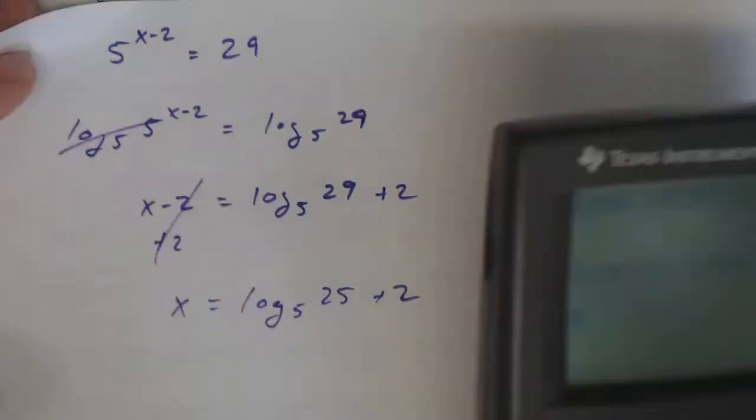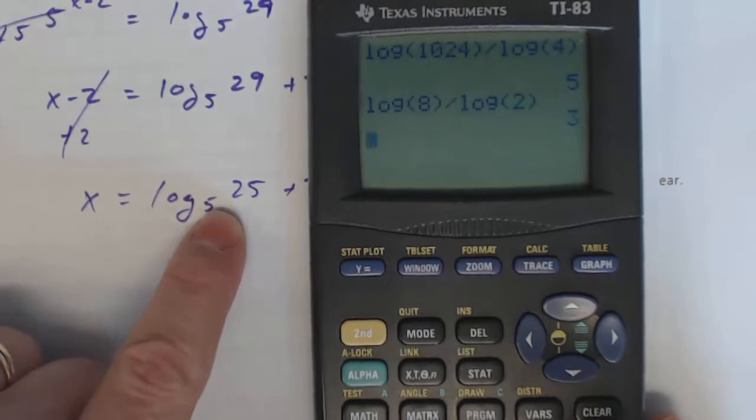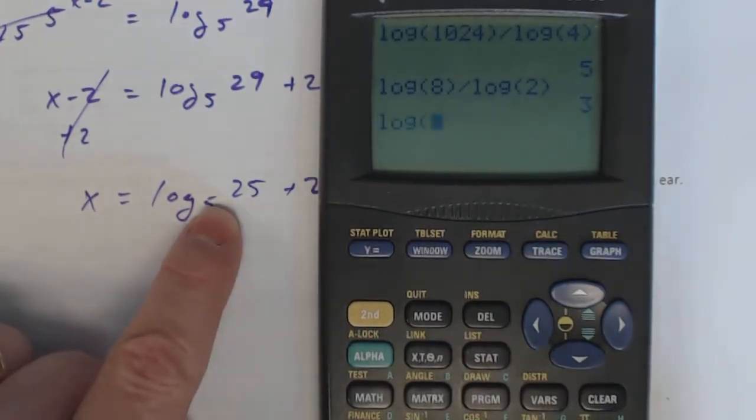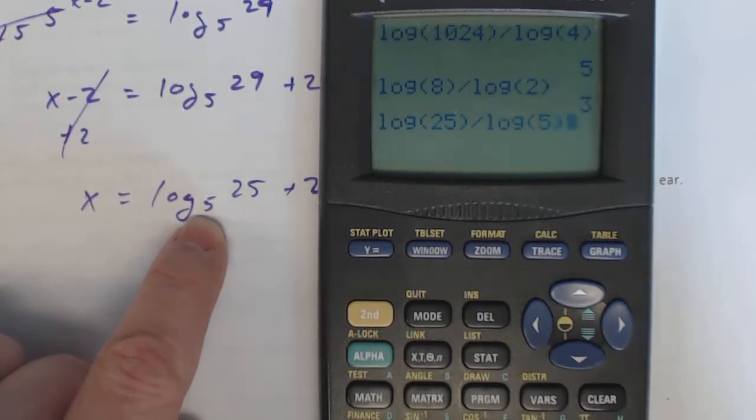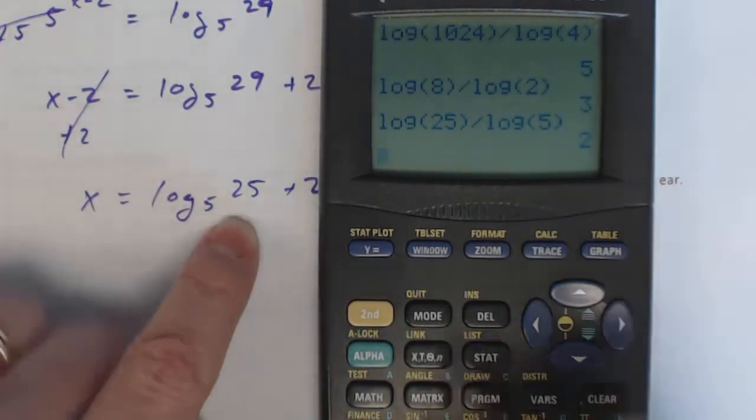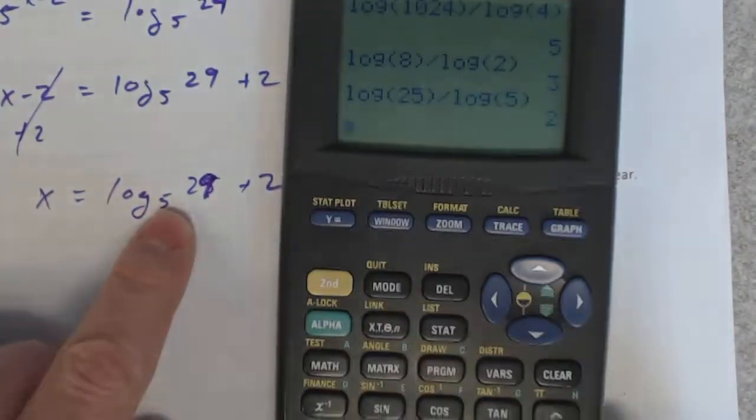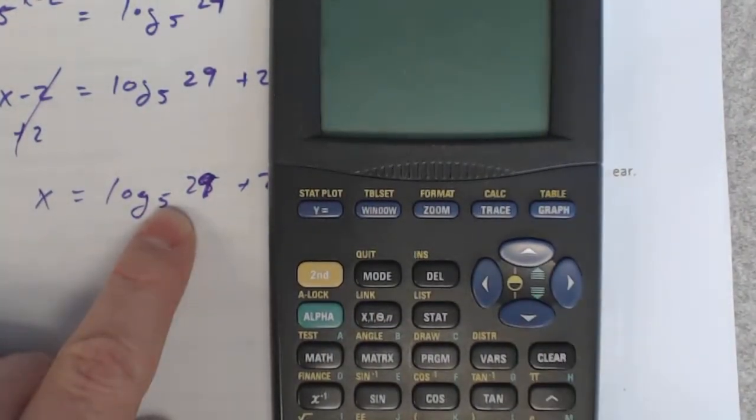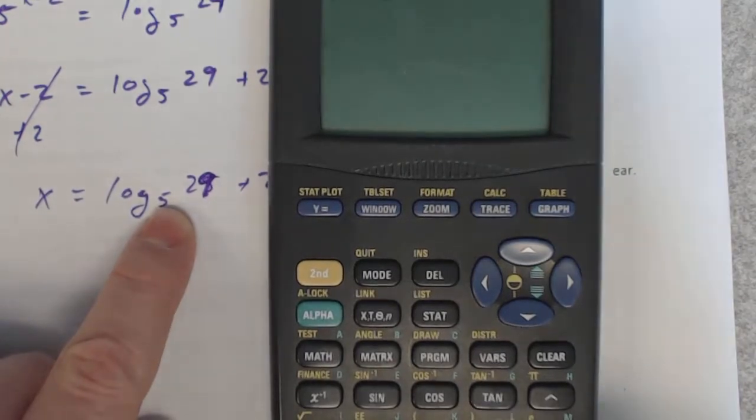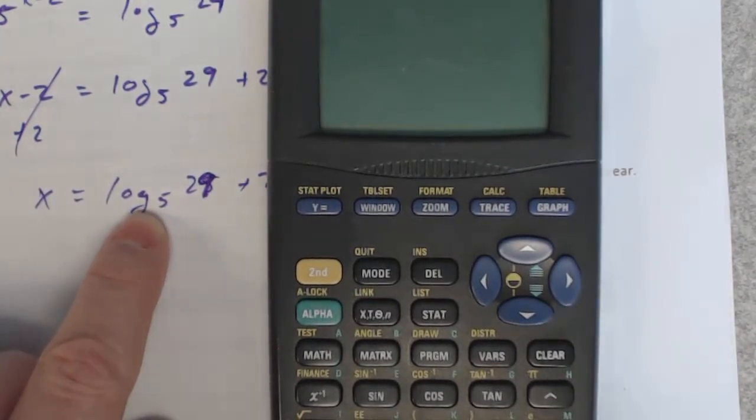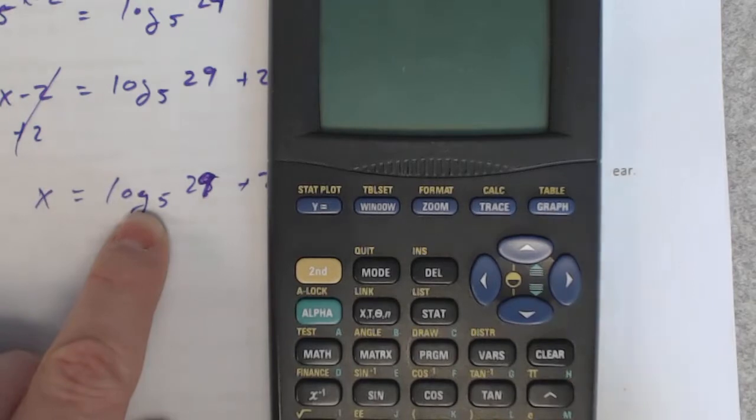Now if I want to find out what that value actually is, remember I just have to use my change of base formula. Log 25 divided by log 5. Not 25. Why am I writing 25? 29. Good Lord. 29. Log 29 divided by log 5. Sorry for the confusion.